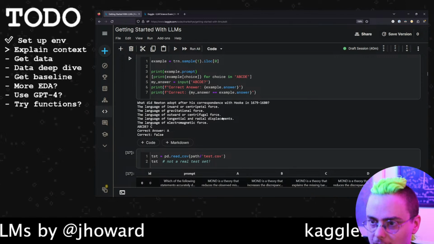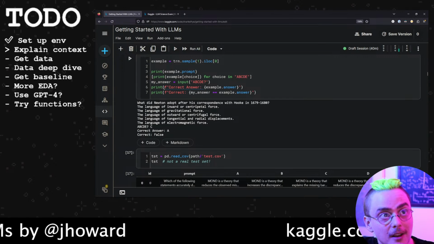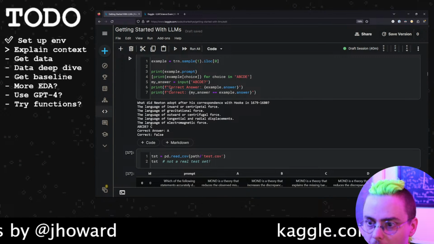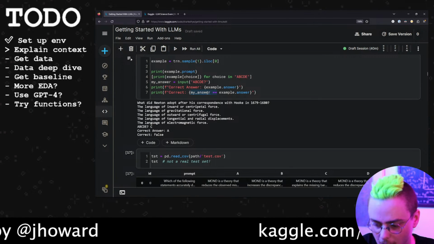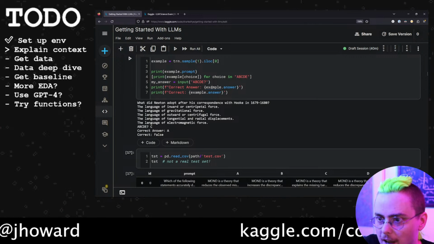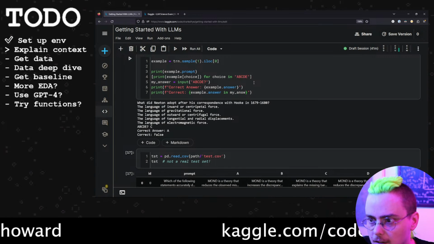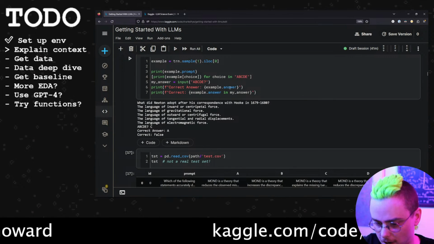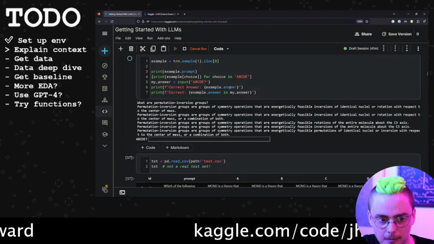So I might adjust my testing code here. I've got a little bit of testing code that shows me the example and asks me for an input. So I might swap that around and say example answer in my answer. So change the way that I'm grading it to be a little bit closer to the way that the model might actually be graded.